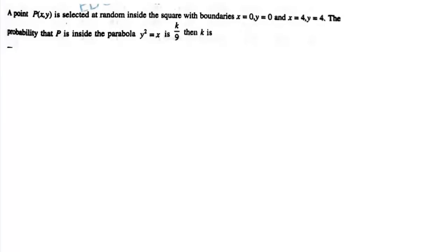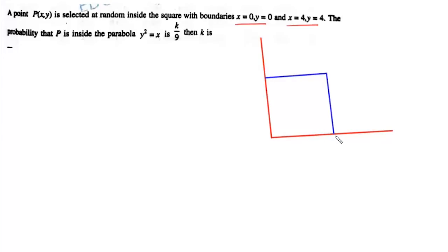Now the question is, a point P(x, y) is selected at random inside the square with boundaries x equals 0, y equals 0, x equal to 4 and y equals 4. So we have our coordinate axis, and then we choose this square of length 4 units. So this is (0, 0), (4, 0), (0, 4) and (4, 4). Now this is a question of geometrical probabilities. So the area corresponding to this entire subset will be equal to area of the square, which is 16.